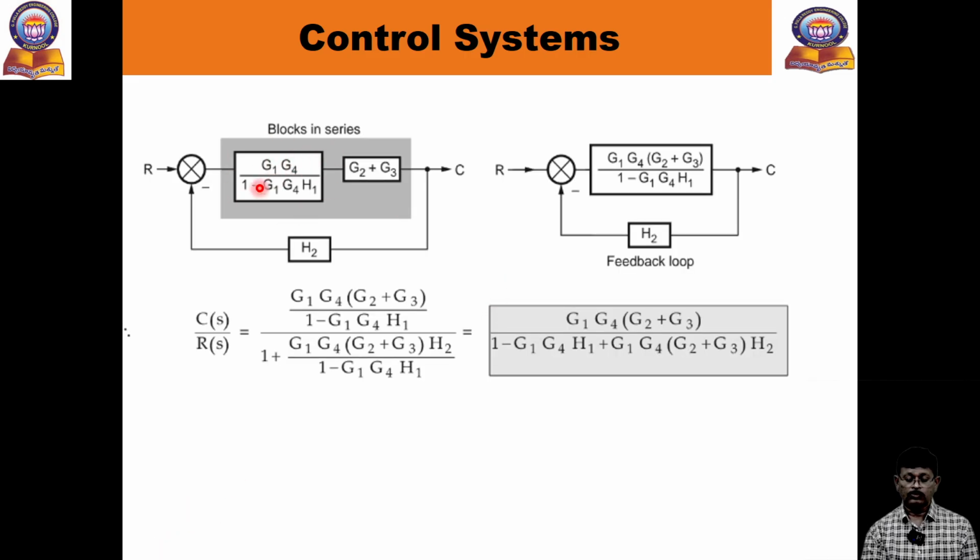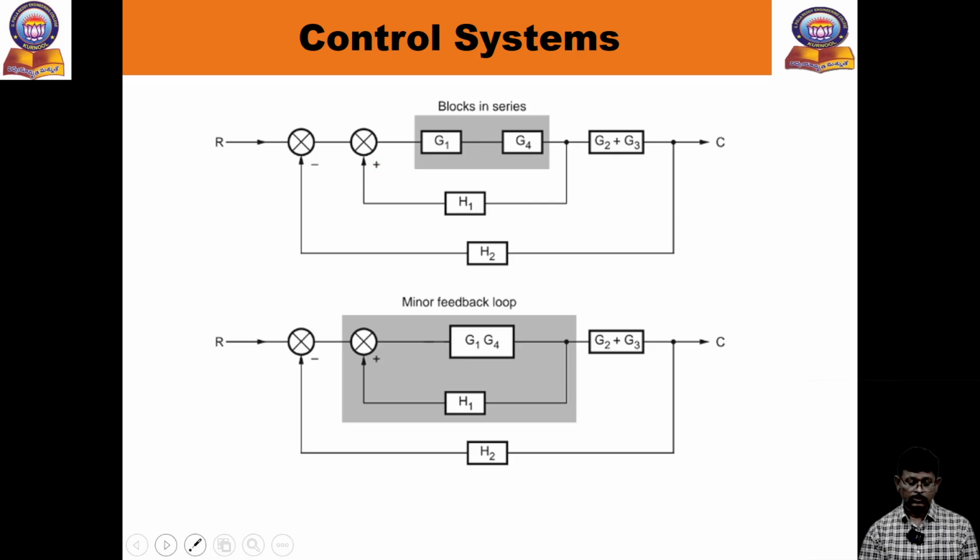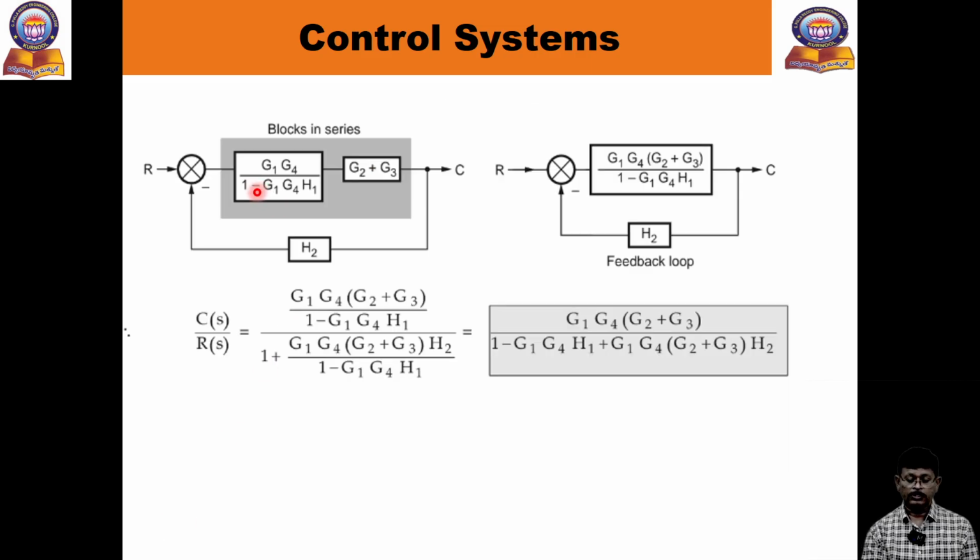So G1 G4, it depends upon the plus or minus. What is there here? Here plus is there, so you get the minus here. G1 G2, then 1 minus G1 G4 H1. So these two are in series, again cascade. Series means just multiplication. G1 G4 into this value, G2 G3. So G1 G2 into G3.